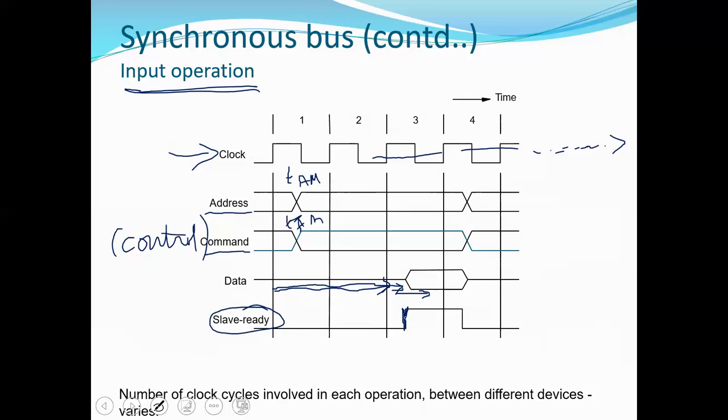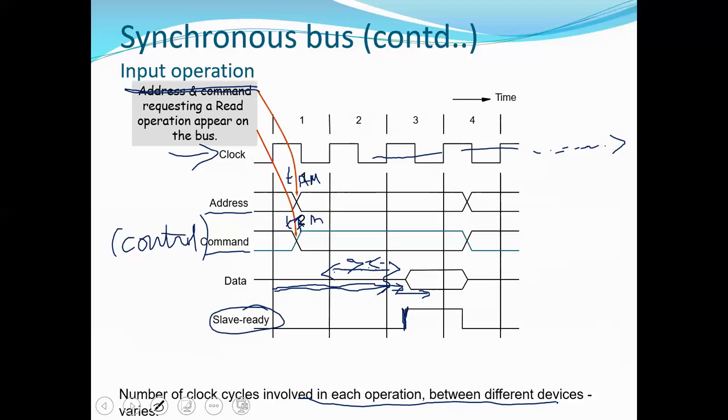Now this timing can be extended or reduced. What is this timing? It is the time to find the slave device, decode the address and control signals, and match the device address. This time can increase or decrease. So the number of clock cycles involved in each operation varies from device to device.